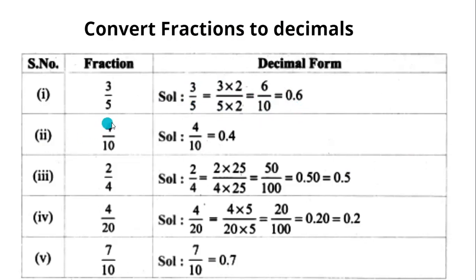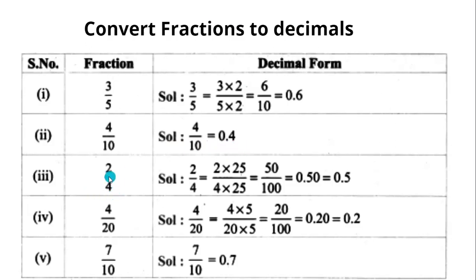Good. So next, 4 by 10. Here the denominator is already 10. So you can directly write it as 0.4, as we have 10. That is, when the denominator is 10, write in the 10th place, that is 0.4.